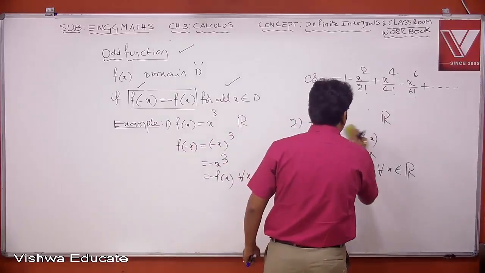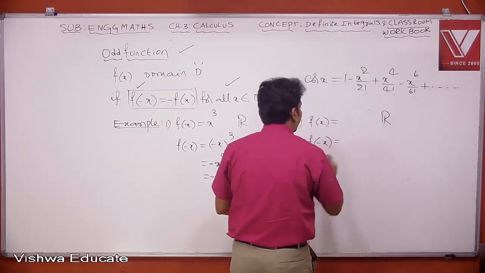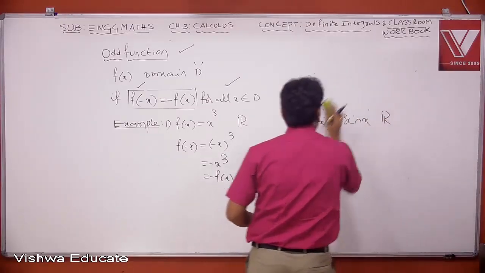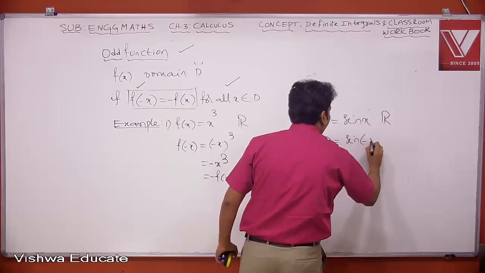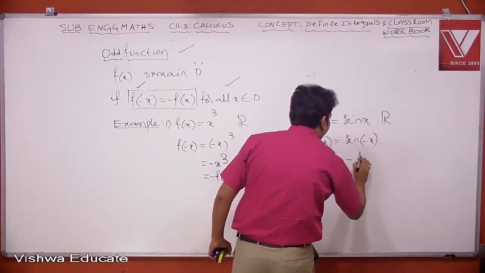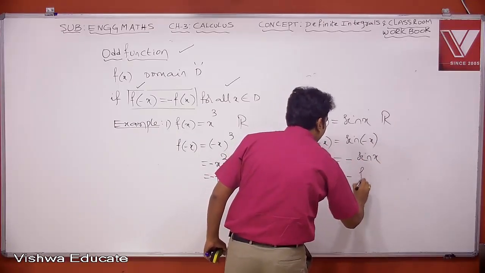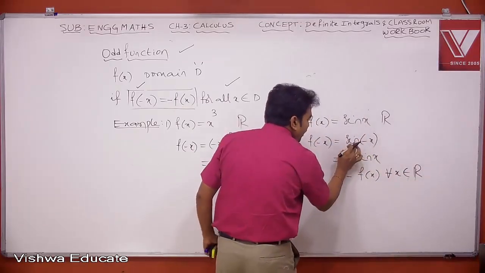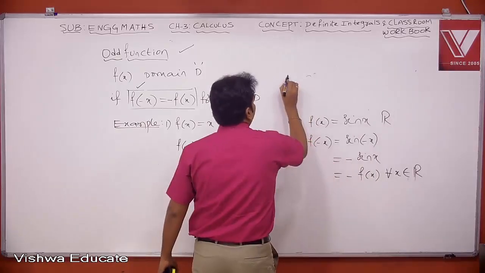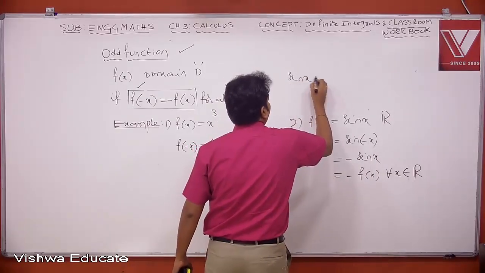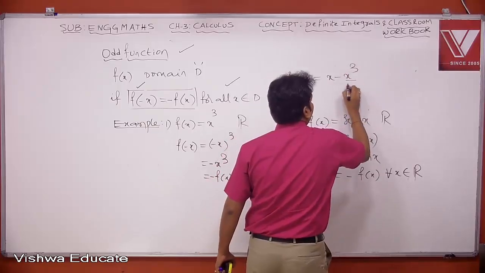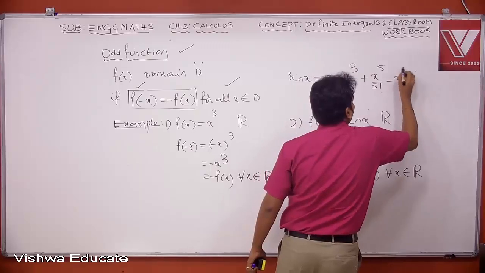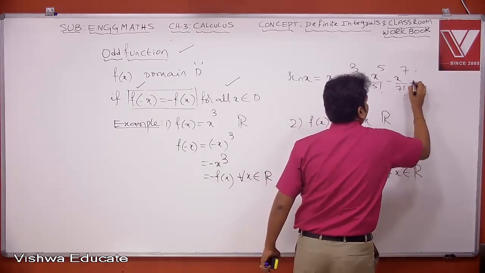When you go for trigonometric functions, instead of cos, let us take the sine function. Now when you replace x by minus x, this becomes sine of minus x. Here this is minus sine x. So this is minus f of x for all x belong to R. Why is it happening? Why is sine of minus x minus sine x? The series expansion of sine x is x minus x cube by 3 factorial plus x power 5 by 5 factorial minus x power 7 by 7 factorial plus and so on.